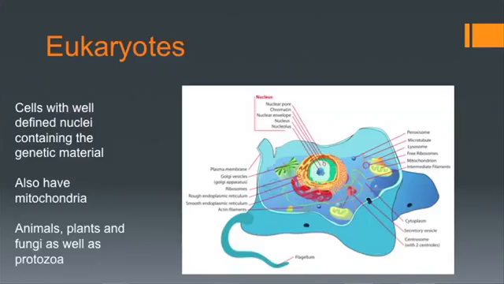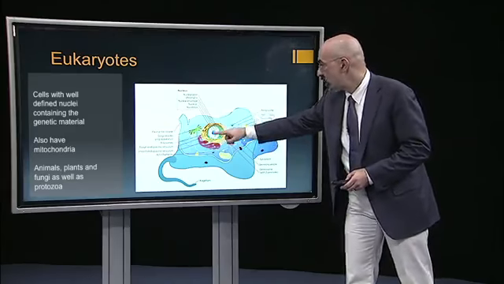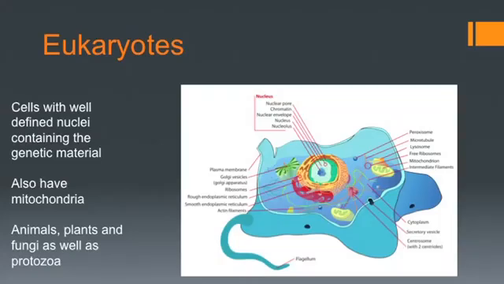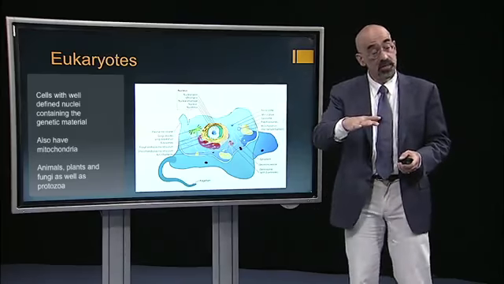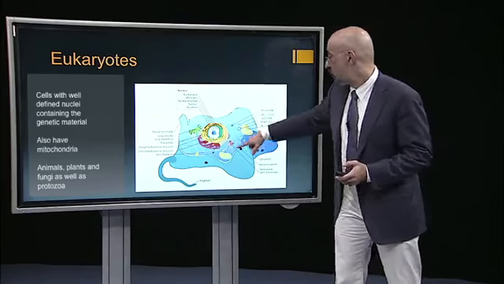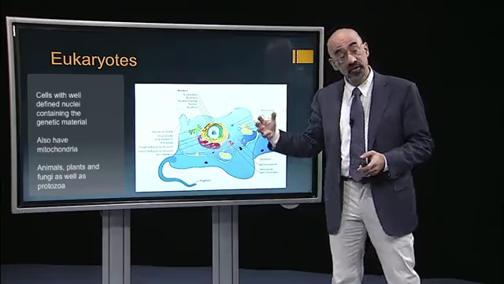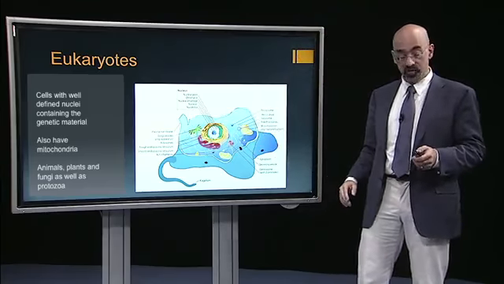Eukaryotes have more complex structure. They have a well-defined nucleus that contains the genetic material. They also have mitochondria and other more complex structure. And animals, plants, fungi, as well as some simple things like protozoa, are eukaryotic life. And you'll notice, to go back to some of the things we talked about earlier, both prokaryotic life and eukaryotic life have a well-defined cell boundary and all the intrinsic stuff inside. There's a well-defined inside and outside to all living things.